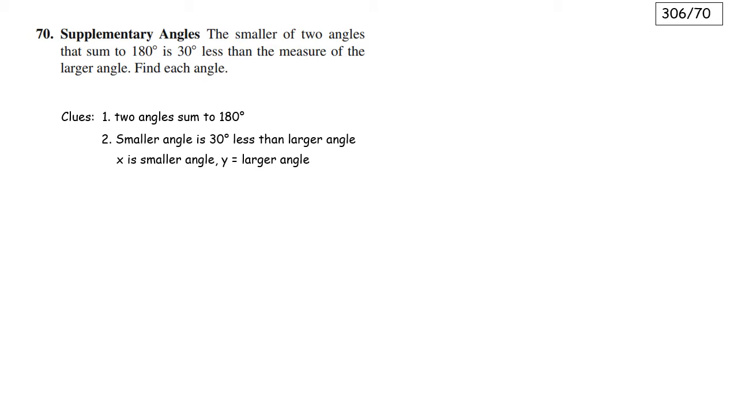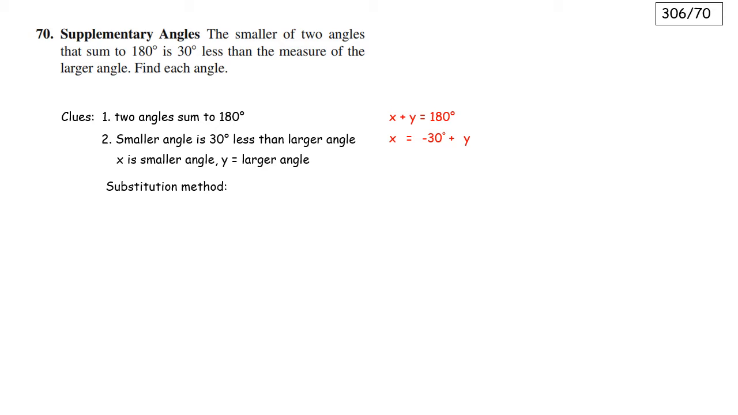Let x be the smaller angle and y be the larger angle. In algebraic equations, the first sentence will say that x, the smaller angle, plus the larger angle, y, will be 180 degrees. The second one we can write verbatim in this way. The smaller angle x is, which is the equal sign, 30 degrees less than, that's the minus sign, the larger angle, y. Now we have two equations and two unknowns.